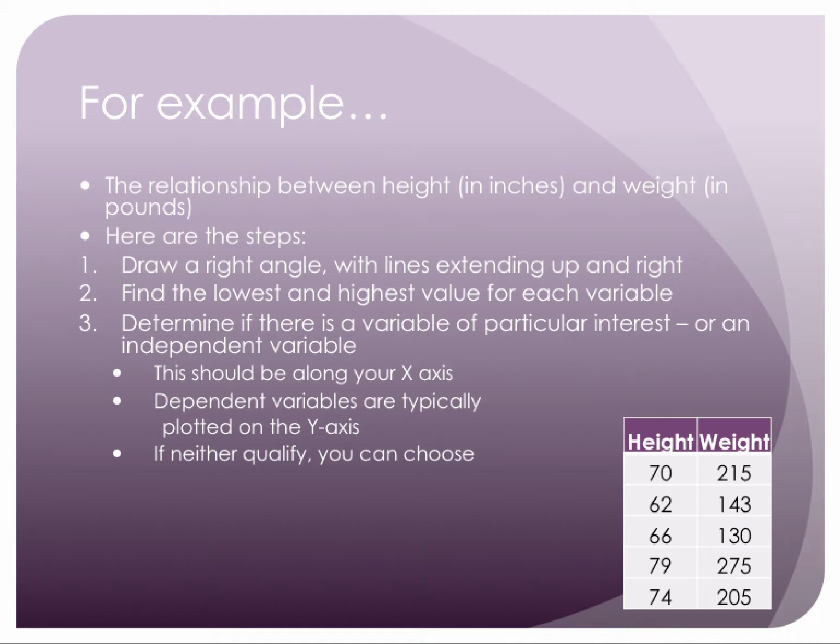So once you've found the highs and lows of the variables, we have to determine if there is a variable of interest or an independent variable. And in this case, when we're doing scatter plots, the independent variable, the variable of interest, is going to be along your x-axis, and the dependent variables are on the y-axis. That's just convention. That's just how we do things. Now, if neither of them qualify, if you just have two random variables, then A, I might not know why you're running a correlation, but B, you can just choose which one it is.